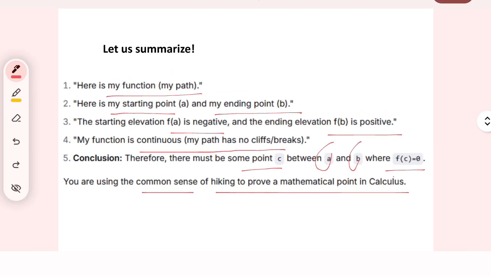In the next video we will have a problem that involves the intermediate value theorem.